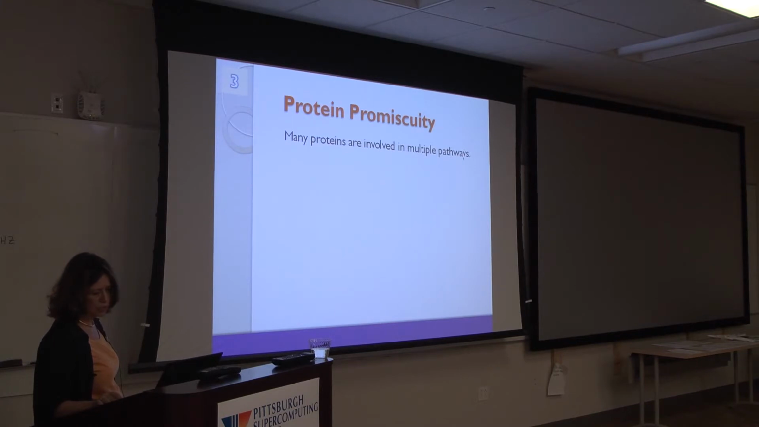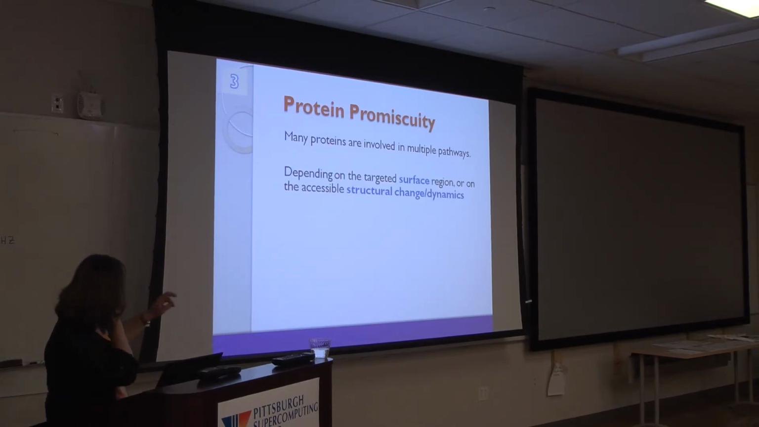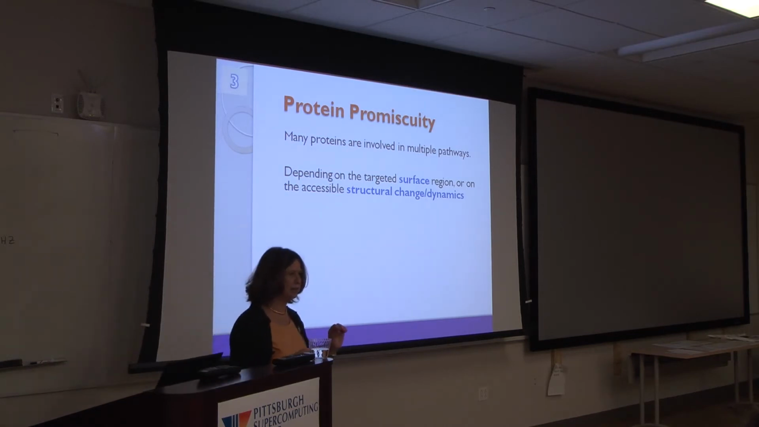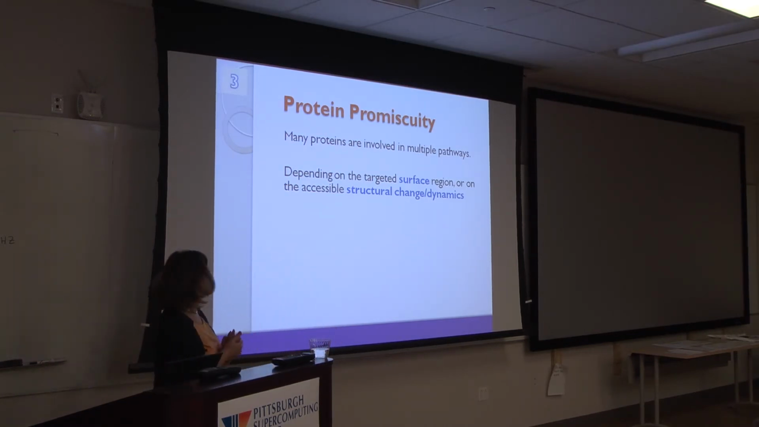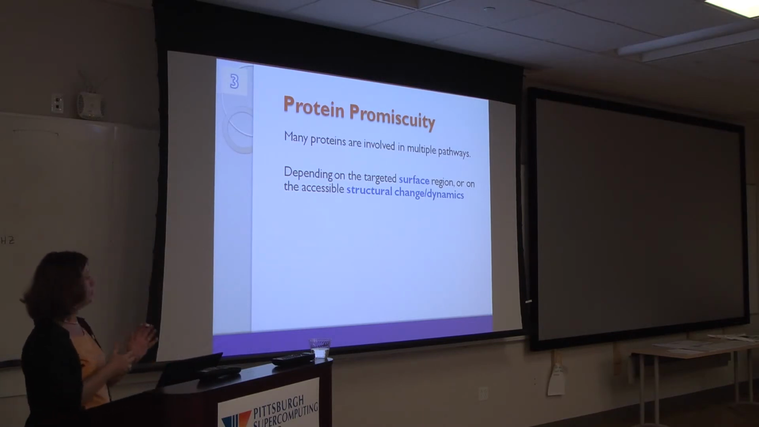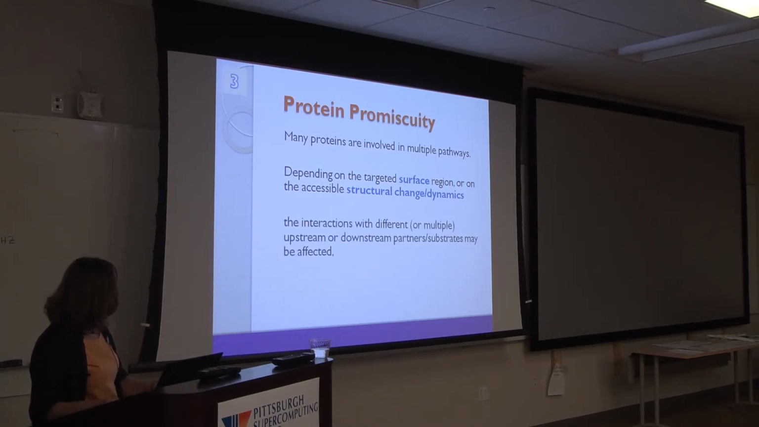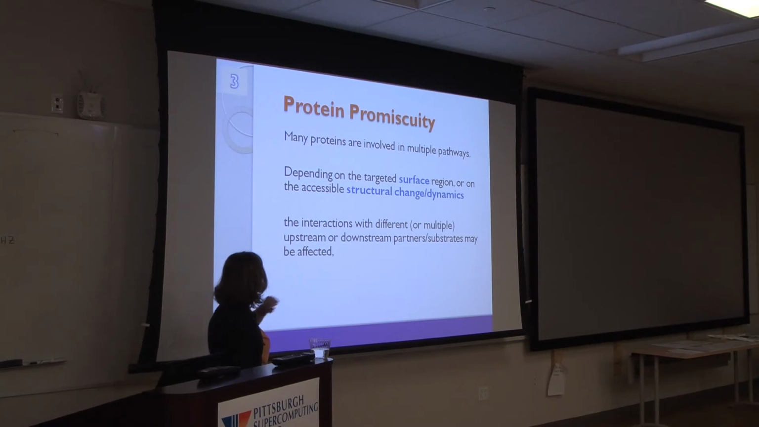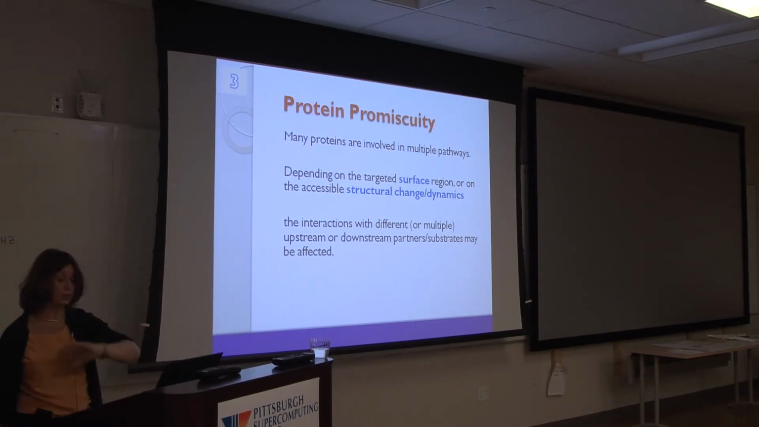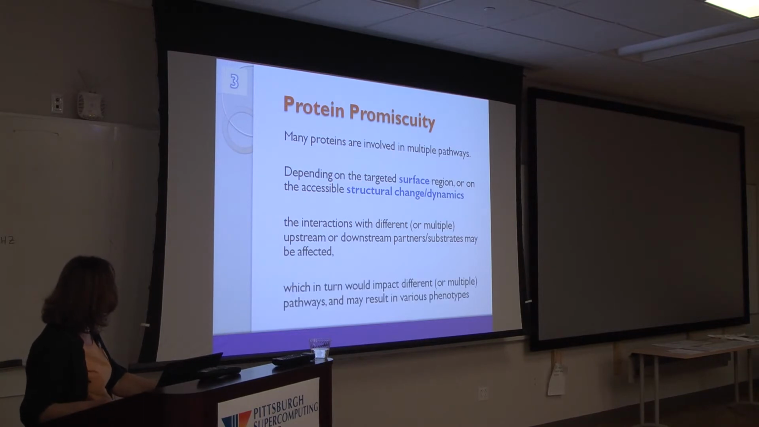This is called protein promiscuity. This is a summary. Many proteins are involved in multiple pathways. And depending on the target surface region, or depending on the accessible structural change dynamics, because each region would be affecting the dynamics in a different way, you may affect in different ways the interactions with substrates, upstream or downstream. And this would result in different phenotypes. So that is a very important concept to bear in mind.